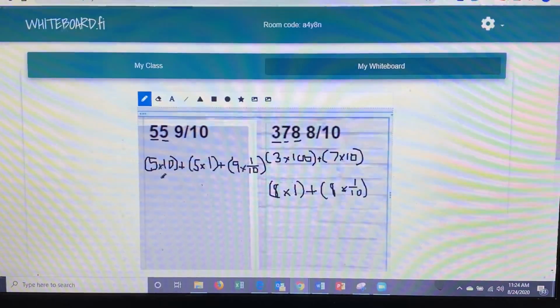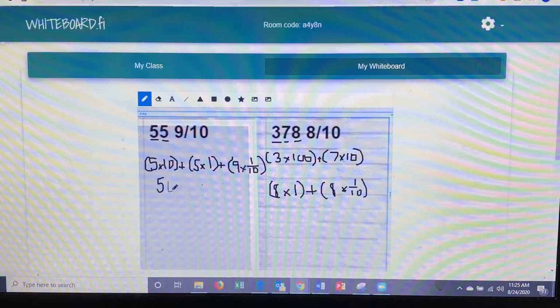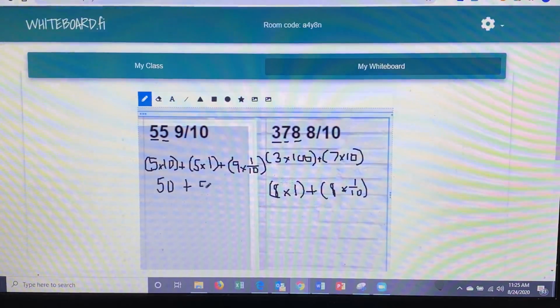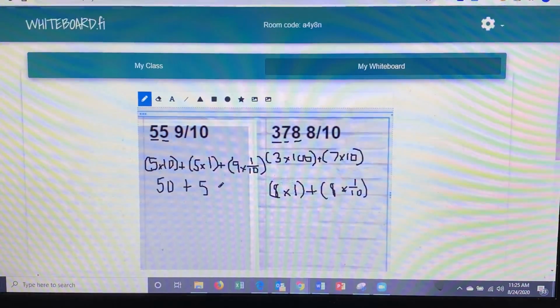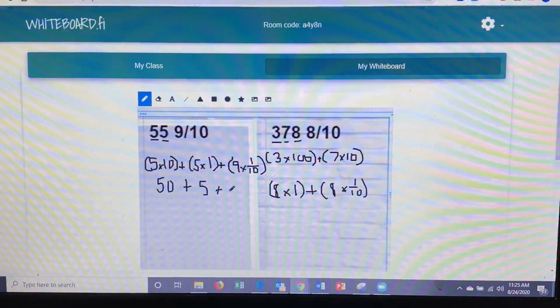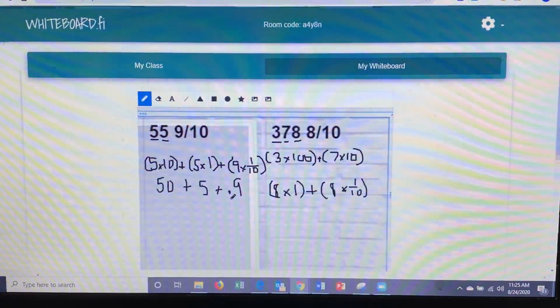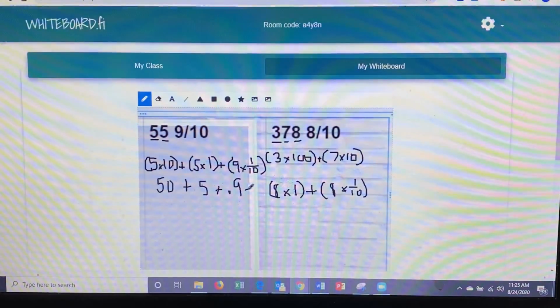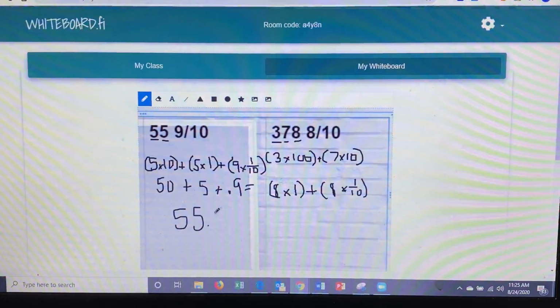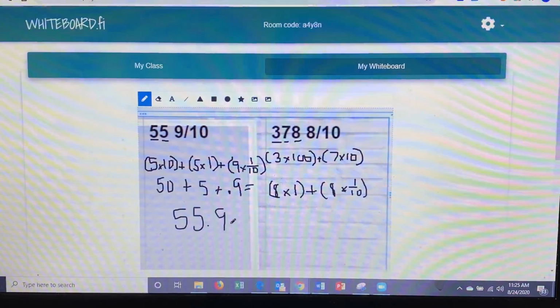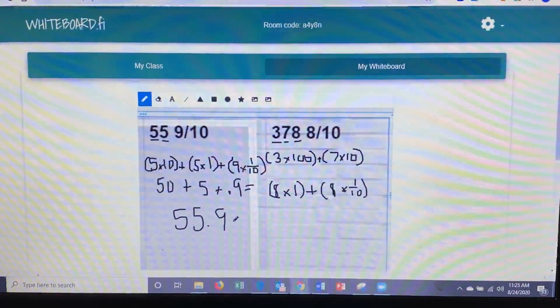What is 5 times 10? It is 50. What's 5 times 1? 5. What's 9 times 1/10? 9/10. And remember, the tenths is represented by that first space next to the decimal point. So I have that here, 0.9 or 9/10. If I put that all together, I will ultimately have 55 and 9/10. Way to go, Mr. Wise. You can't see it, but I'm sending myself some shine.